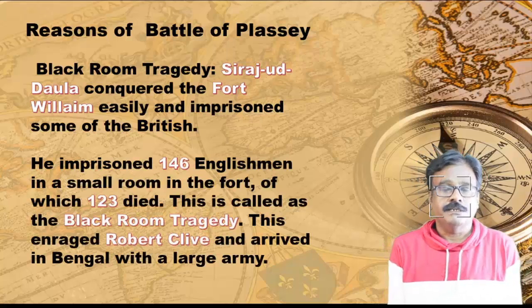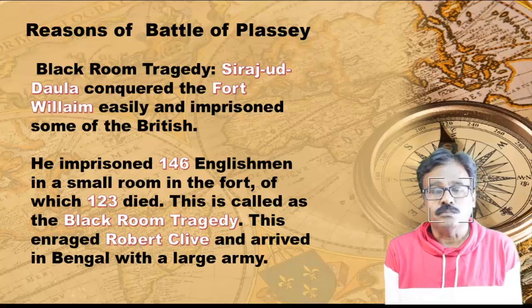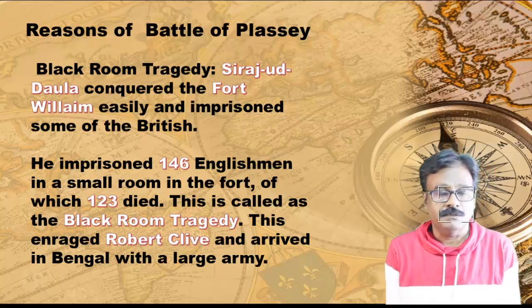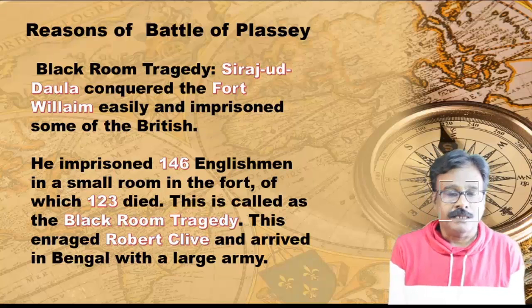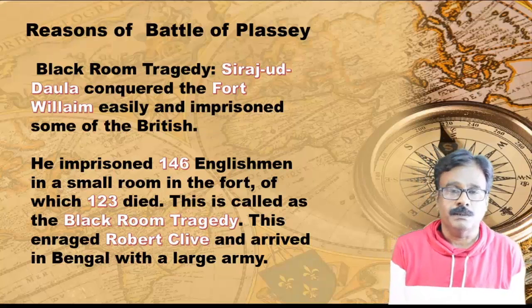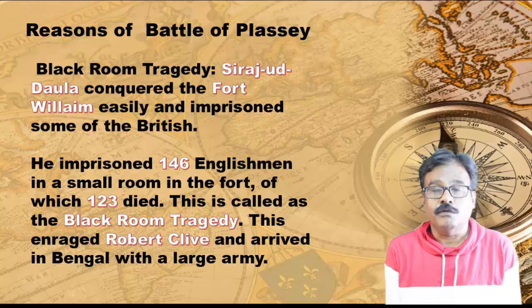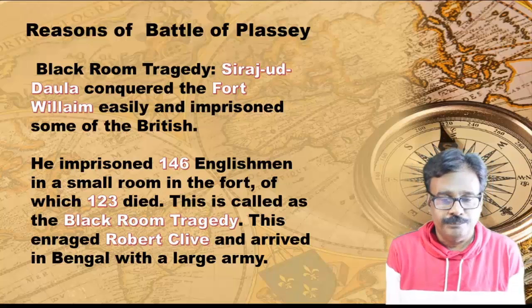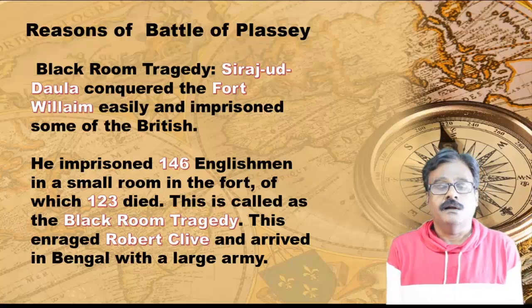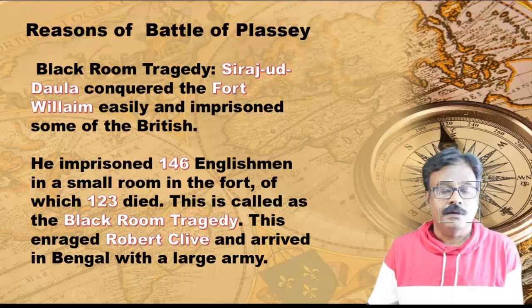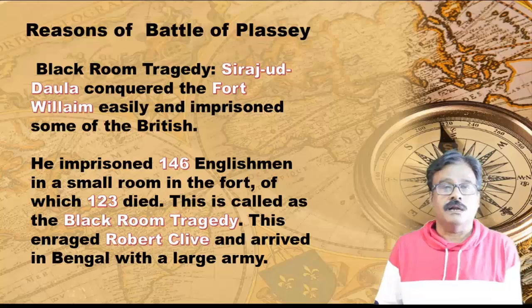These 146 Britishers were kept in a small room that is called the Black Room. In history it is famous as the Black Room tragedy. He kept 146 people in one small room and out of 146, 123 Europeans died. This angered Robert Clive. Robert Clive was in Madras, and he arrived in Bengal with a large army.